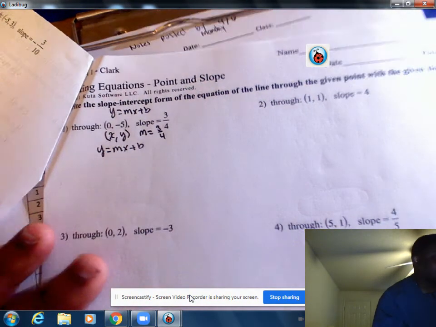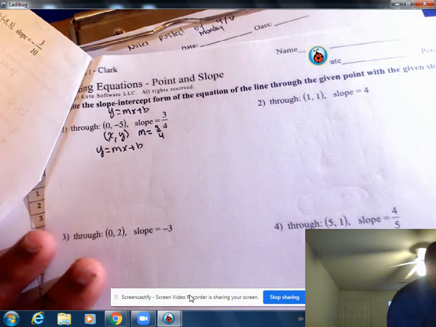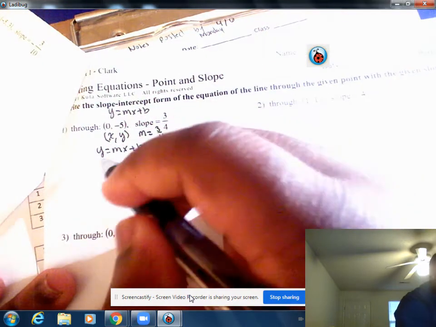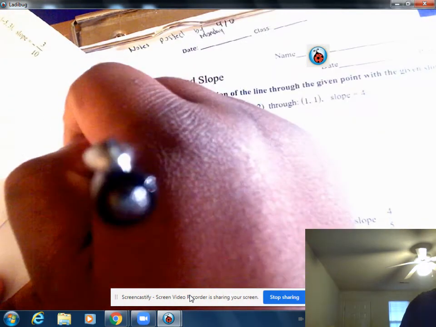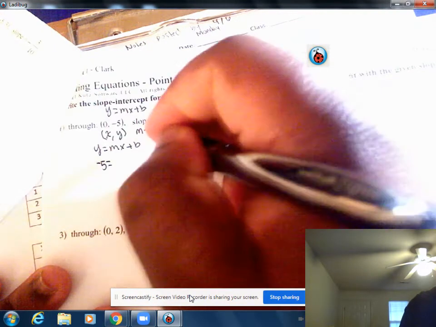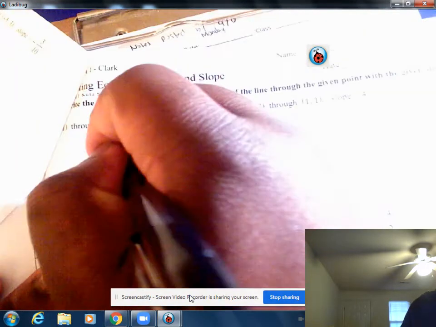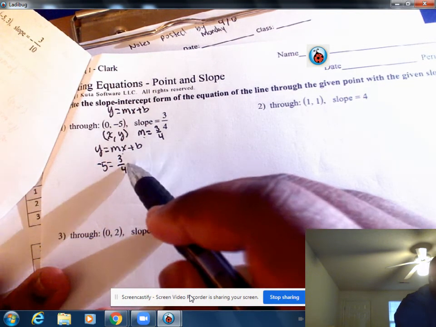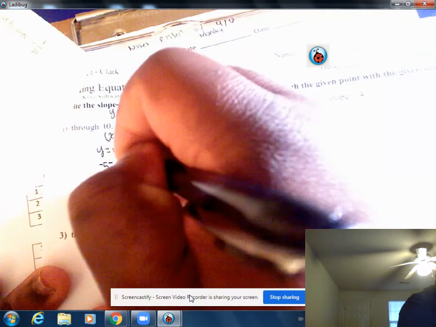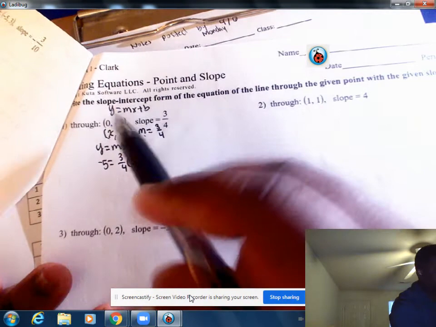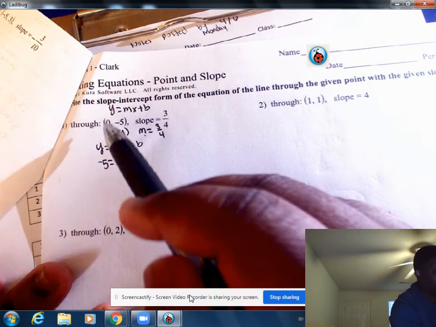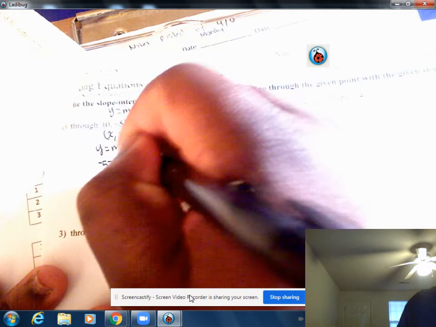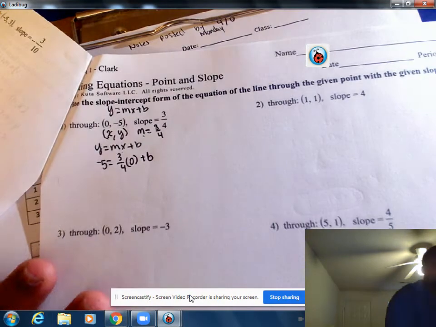Then what you need to do is plug in everything that you have. Whatever they're giving you, plug it in. So what I mean by that is this. Our y is -5. We know that our slope is 3/4. And since our equation says mx, that means we're multiplying. So we got to multiply our slope by our x, which in this case is 0. So I plugged in my y, my x, and my slope. But we don't know what b is, so I'm going to keep that plus b.